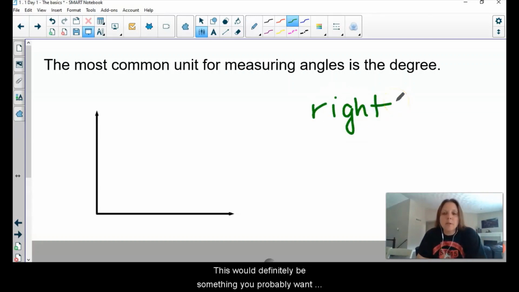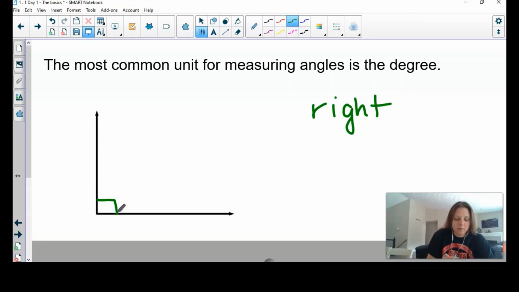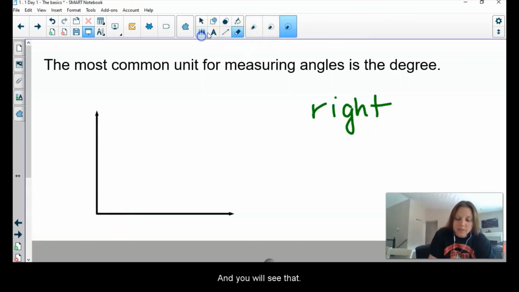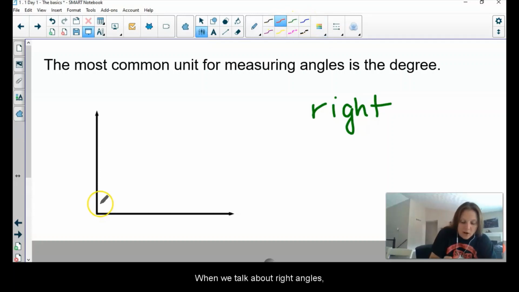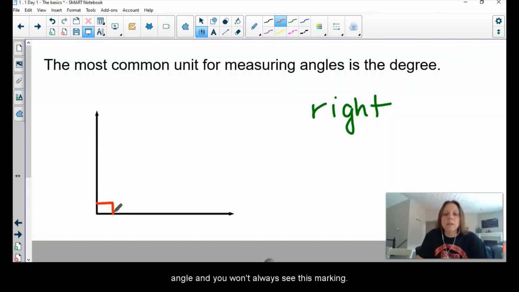This would definitely be something you probably want to jot in your notes. So draw a right angle. You want to give it a little marking. This should look like a little square there. This is the marking for a right angle. Make it a little better. And you will see that when we talk about right angles, it's kind of a little square there. Sometimes the book assumes that it's a right angle, and you won't always see this marking. So just keep that in mind.